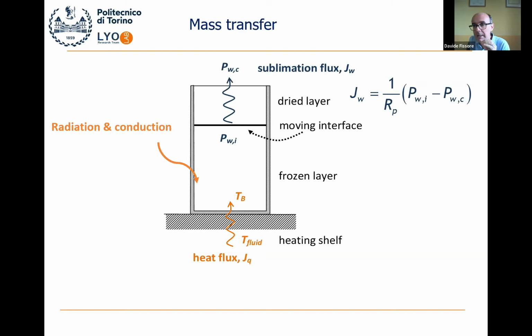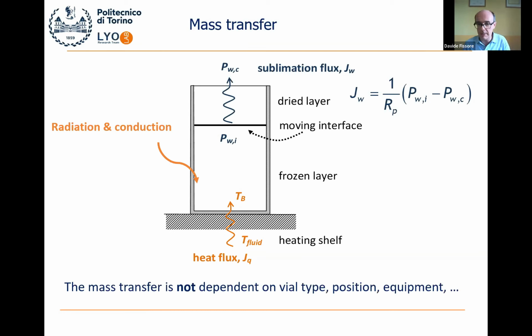Also in this case, this driving force is known. Water vapor partial pressure in the chamber is equal to chamber pressure, for sure. And water vapor partial pressure at the interface of sublimation is a well-known function of product temperature. So this driving force is known, like T fluid minus TB in the JQ equation. So if we know RP, we are able to characterize mass transfer from formulation to the equipment.